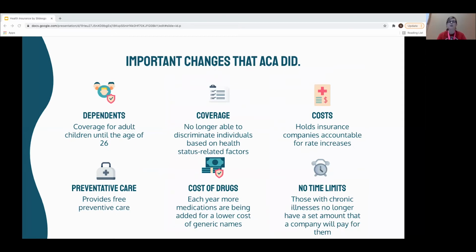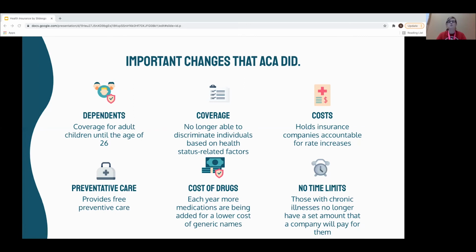Coverage. Insurance companies were no longer able to discriminate against individuals based on their healthcare status factors. Some of these factors could be medical condition, claims experience, receipt of healthcare, medical history, genetic information, or evidence of insurability. It requires insurance plans to cover people with pre-existing health conditions, including pregnancy, without charging people more. Insurance can't refuse coverage based on gender or pre-existing condition as well.